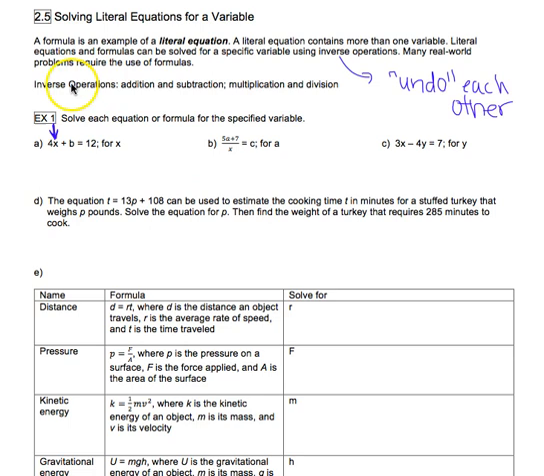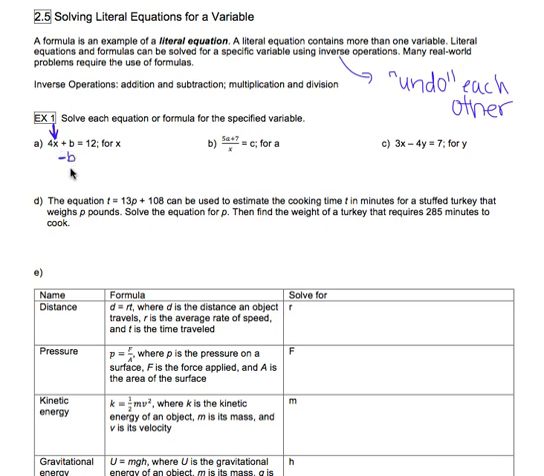And generally when you do that, we start with the things that are furthest away. So the 4 is closest to the x because it's right attached. So the b is further away. We're going to start with that first. Because the operation there is addition, the inverse of addition is subtraction. So we are going to subtract b.